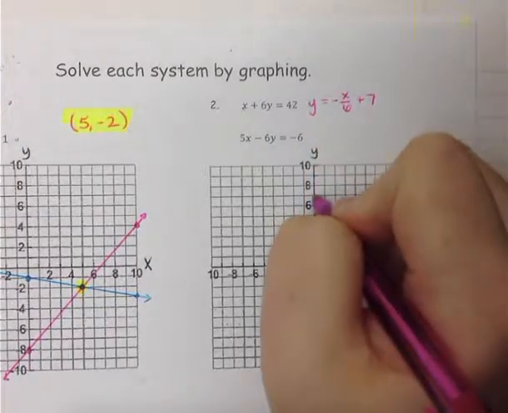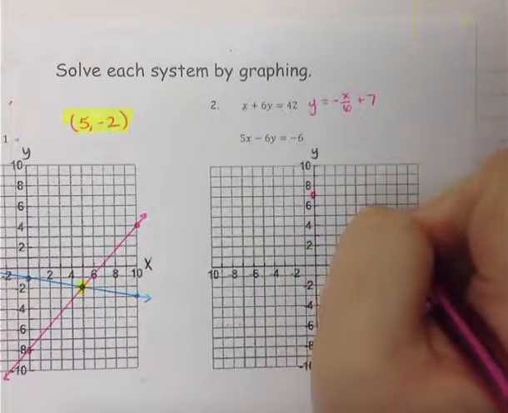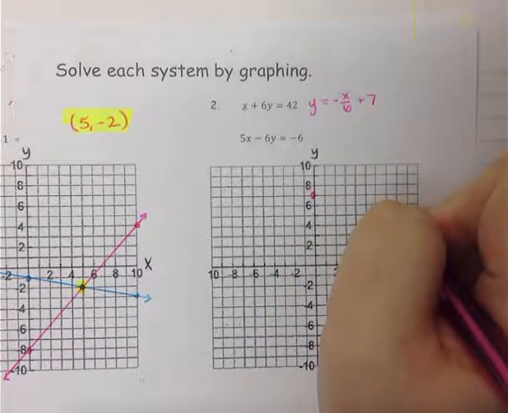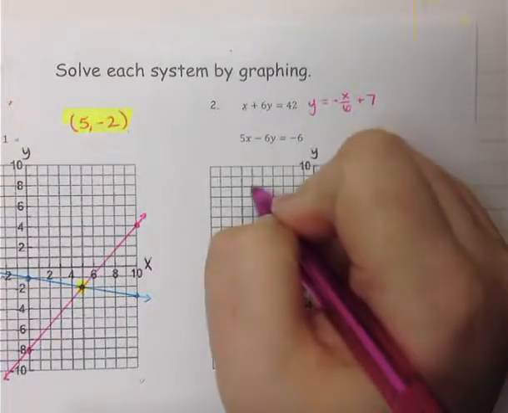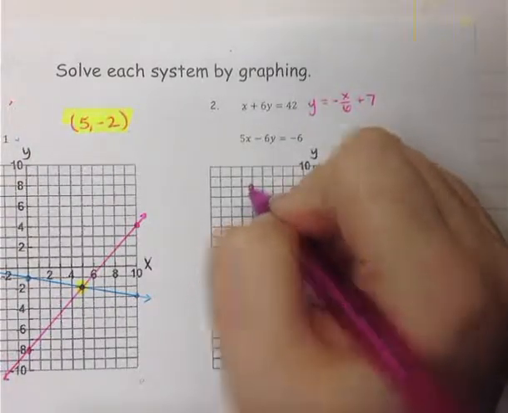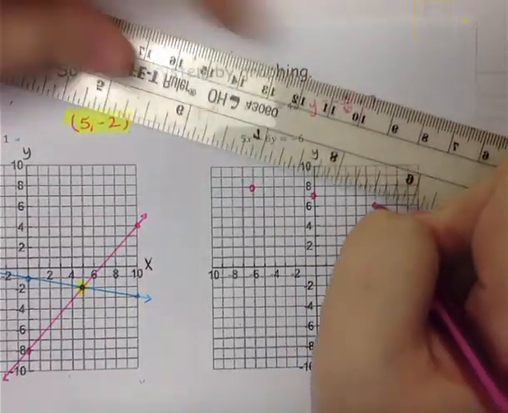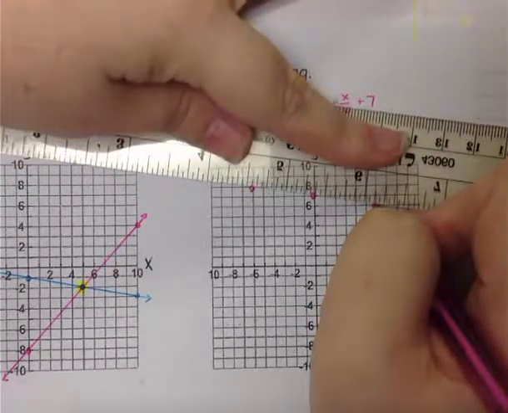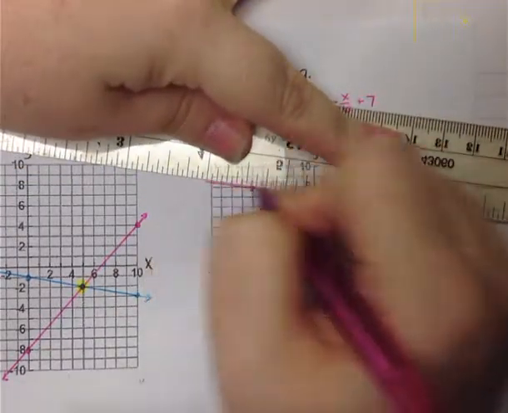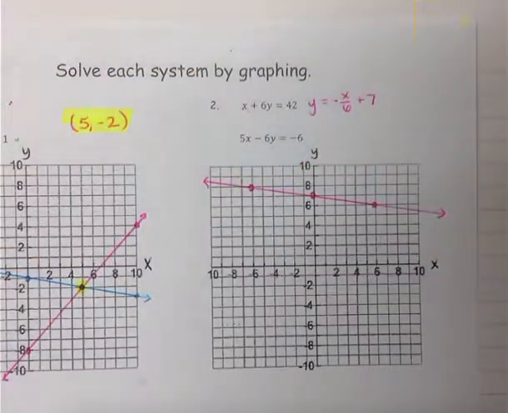So I have a y-intercept of 7 and a slope of -1/6. So down 1, right 6. And go up 1, left 6. And I have my pink line by connecting them with a straight edge. Next is the blue one.